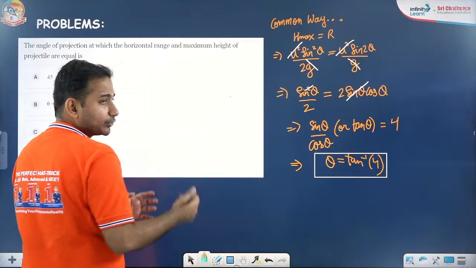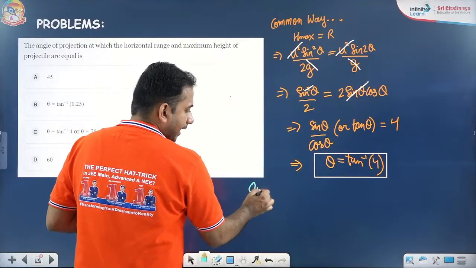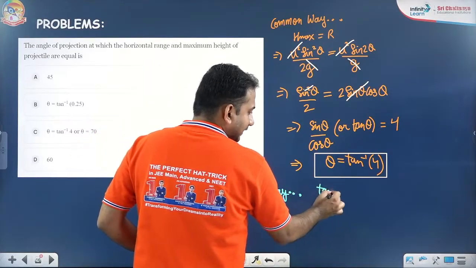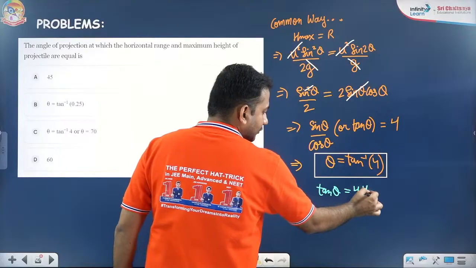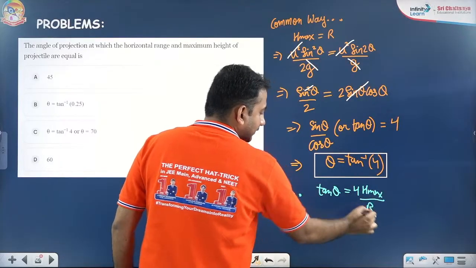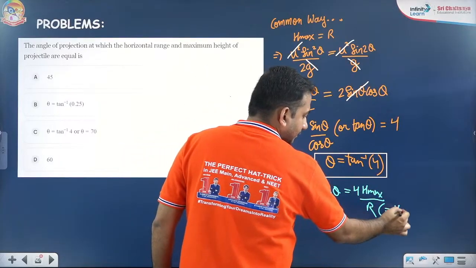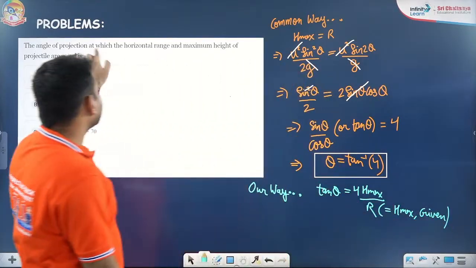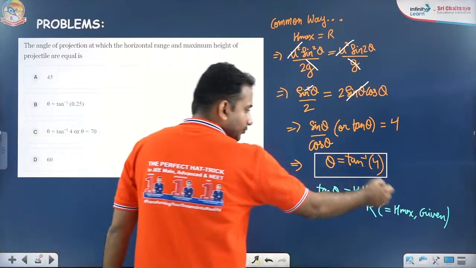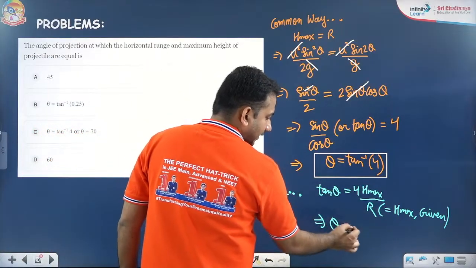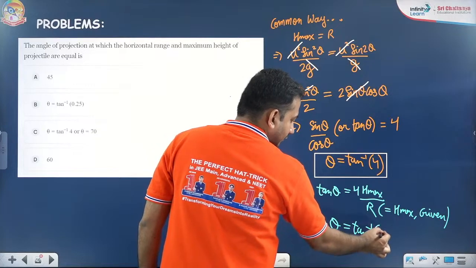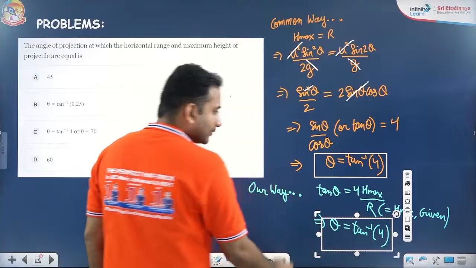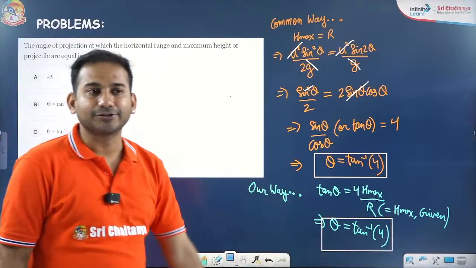Now what is the examiner saying in the question? Our way of doing it is, we know tan theta will be equal to 4 H max by R. This time they have given that the horizontal range is also equal to H max. So numerator H max, denominator H max got cancelled. Theta is equal to tan inverse 4. I told you that this formula is always applicable. Tan theta is equal to 4 H max by R in any general condition.